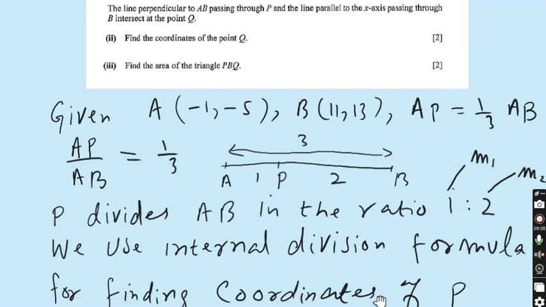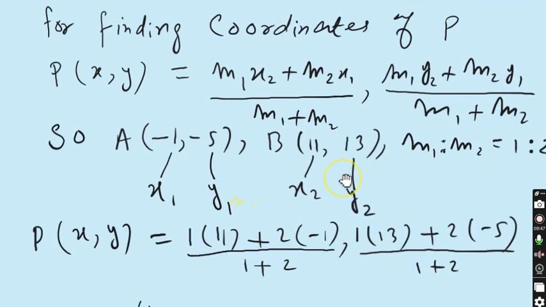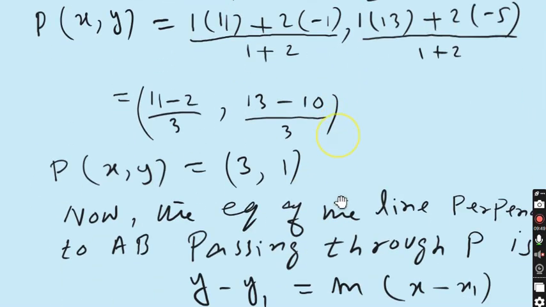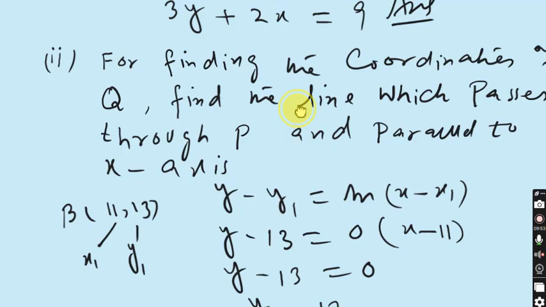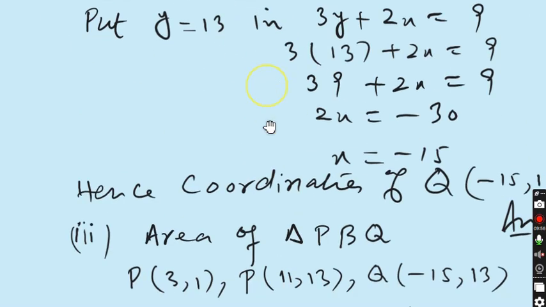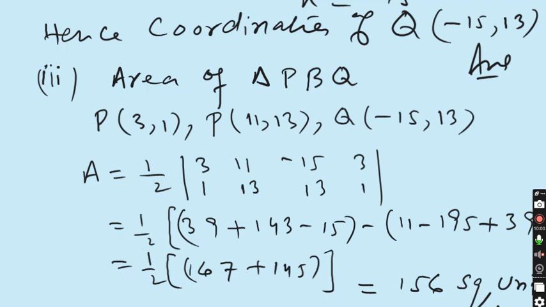Now see the last part of this question. Find the area of the triangle PBQ. In order to find the area of a triangle, we should have the coordinates of P, B and Q. We have already found the coordinates of P, that is 3 comma 1. The coordinates of B given in the question, that is 11 comma 13. This is B, and the coordinates of Q we just found in part 2, that is minus 15 comma 13.